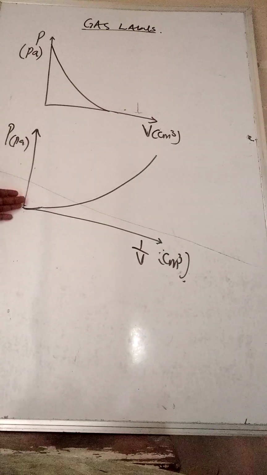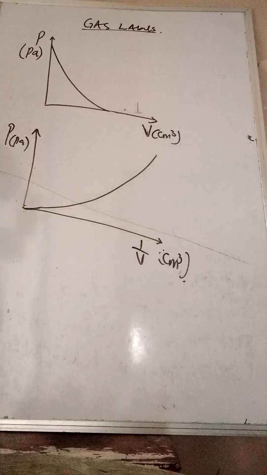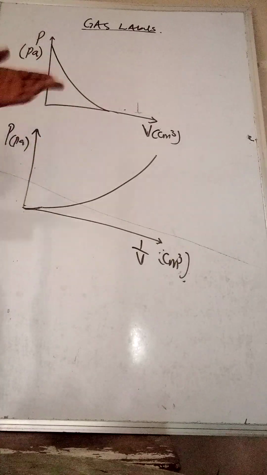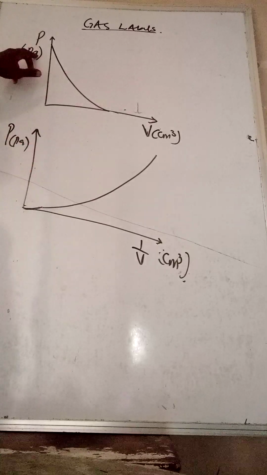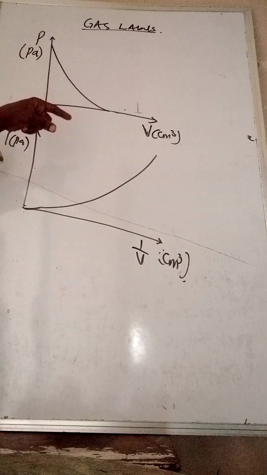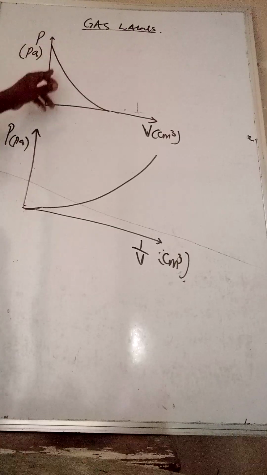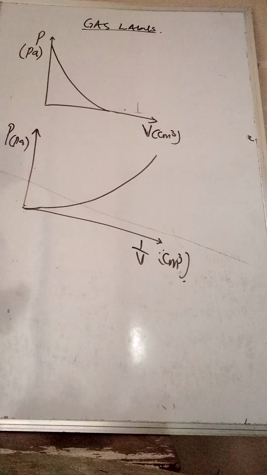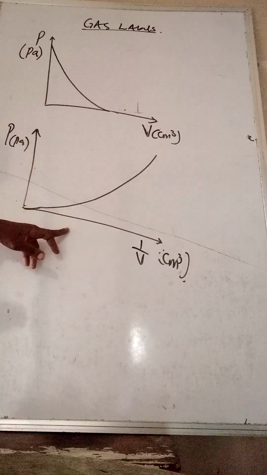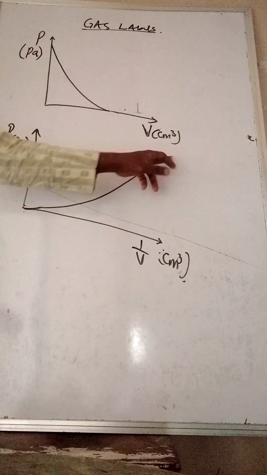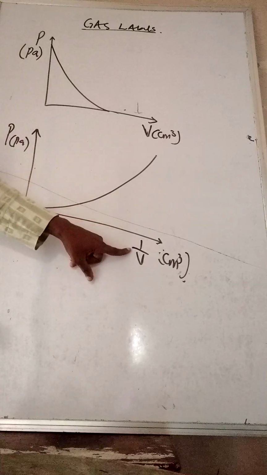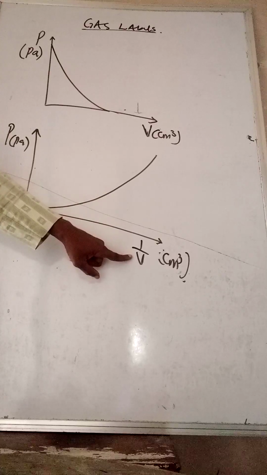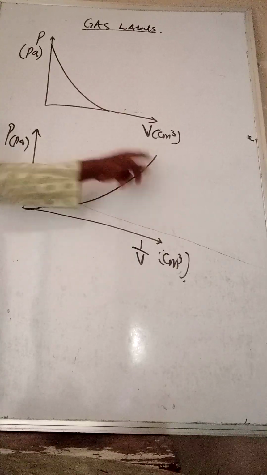These are the graphs showing the relationship between pressure and volume according to Boyle's law. Since pressure is inversely proportional to volume, as the pressure is increasing, volume is decreasing, and vice versa. But in this case, you will see that it is direct. Why? Because this is the inverse of volume. I have turned this one upside down, so definitely, this is the inverse of this.